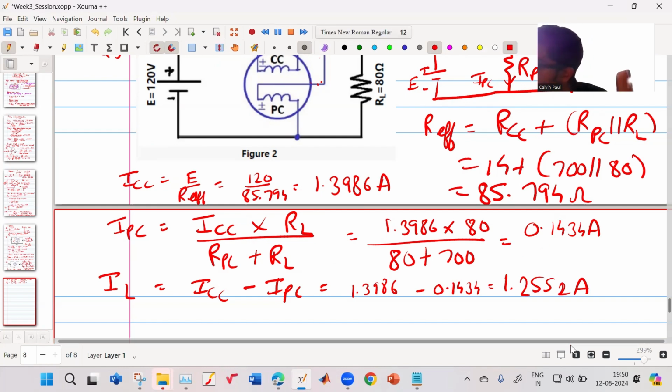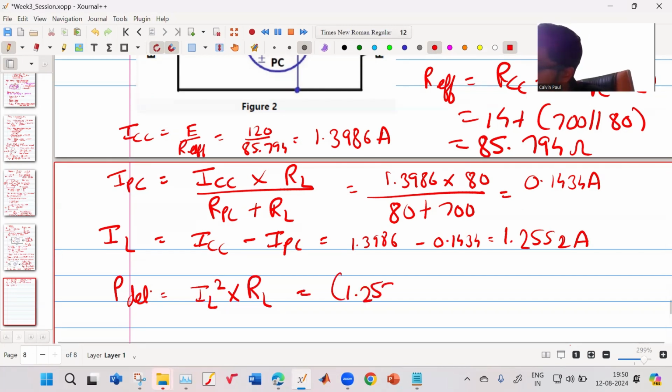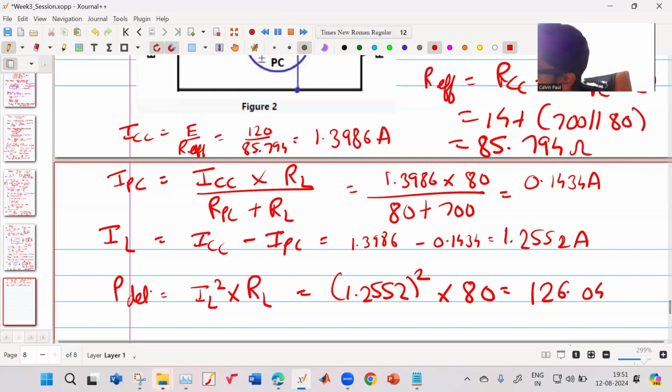So now again we can find what is the 1.25. Yes, correct. So the power delivered to your load is equal to IL square into RL. So how much is IL square? It is 1.2552 square into your RL, which is 80. So how much is this? 126.04. Yes, it is 126.04 watt.